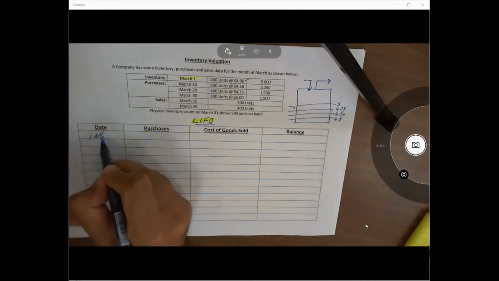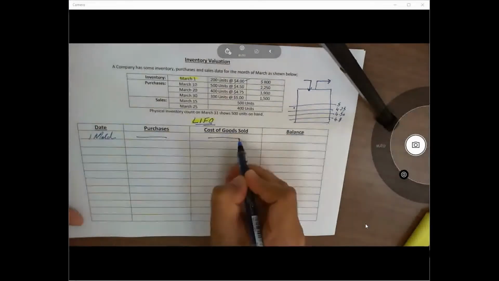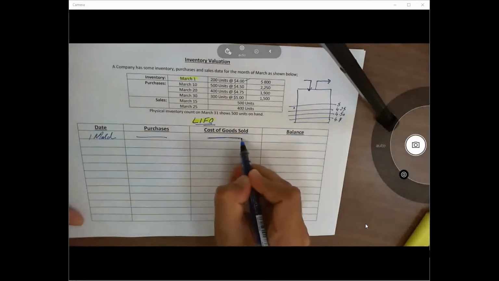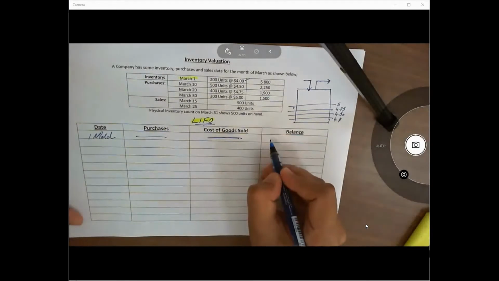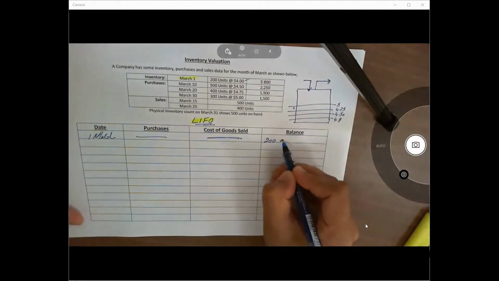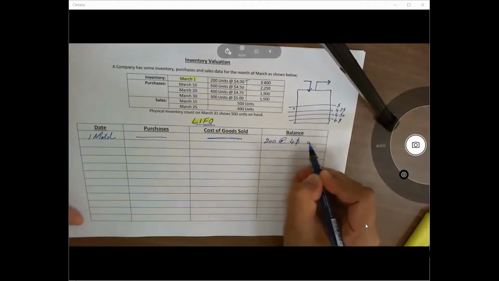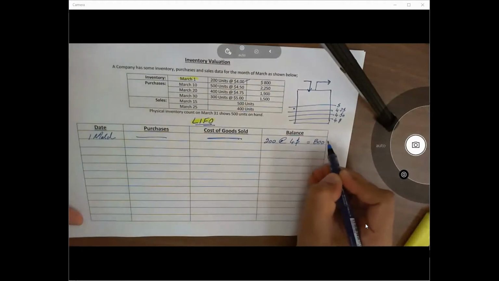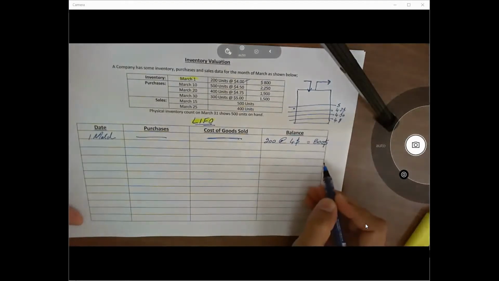So 1st of March. In 1st of March, we are not purchasing anything. There is no sale. We are not selling something. In fact, this is our opening balance of inventory. I am writing over here 200 at $4. So total inventory opening balance for us was $800.